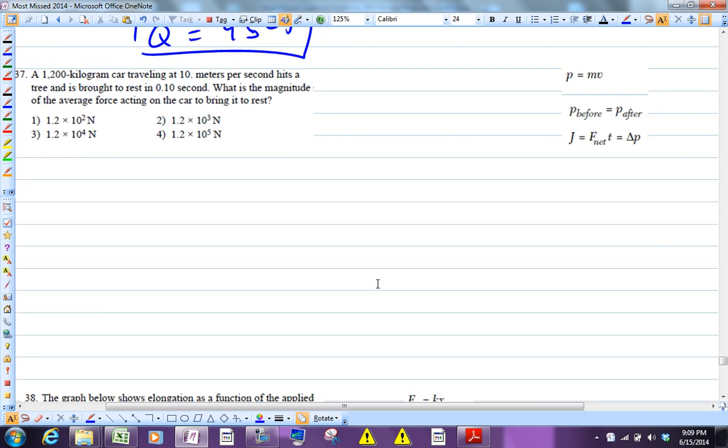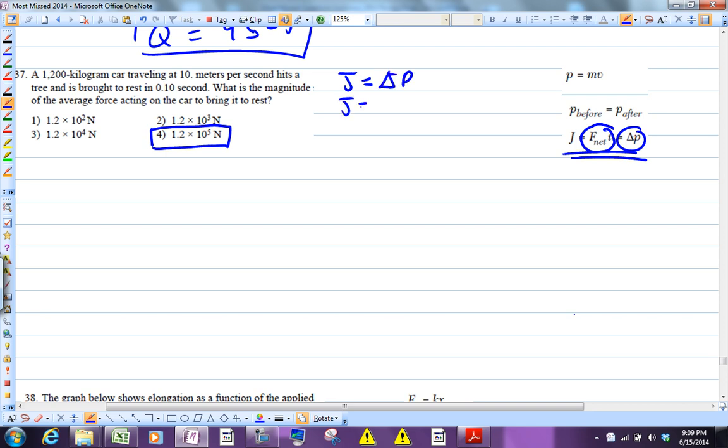37. The answer is 4. And I was actually a little surprised to see it this far down the list. I thought it'd be one of the top 10. This is one about impulse. You can see over here. An impulse has two definitions. On the one hand, it's force times time, and on the other hand, it's change in momentum. We have both of those in this problem.